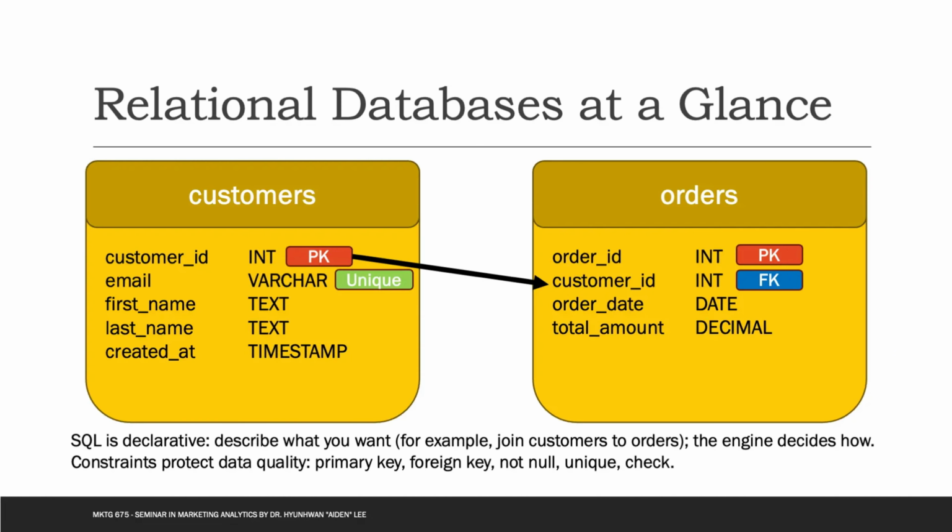Let us look at how a relational database is organized. On the left is the customers table. Each row is one customer. The first column, customer_id, is marked primary key. Primary key means every row must have a unique identifier. The email column is marked unique, which means no two customers can share the same email address.